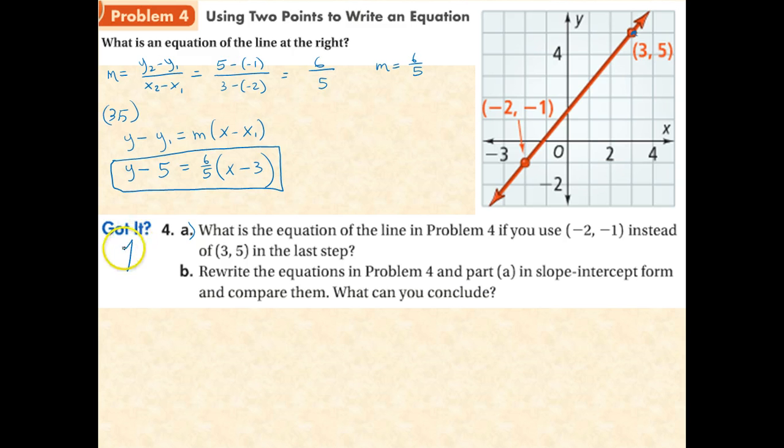So let's see if you can figure out 4a and b, and then push play when you're ready to see the answers.